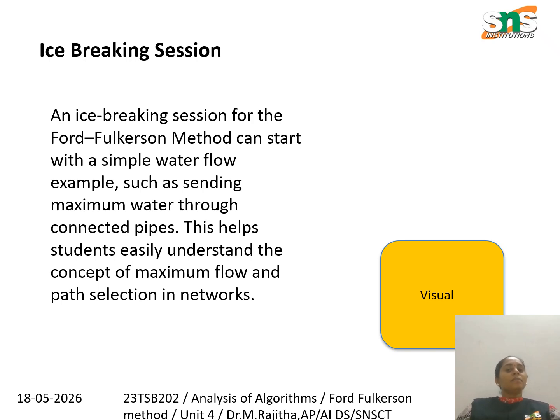Ice-breaking section. Before learning the algorithm, let us imagine a real-life situation. Suppose water is flowing through several connected pipes from a water tank to houses. Each pipe can carry only a limited amount of water. Our goal is to find the maximum amount of water that can reach the houses without exceeding pipe capacity. This is exactly the idea behind the Ford-Fulkerson method. The algorithm checks different possible paths and sends flow through them step by step until no more flow can be added. So this real-world example makes it easy to understand how a flow network works.